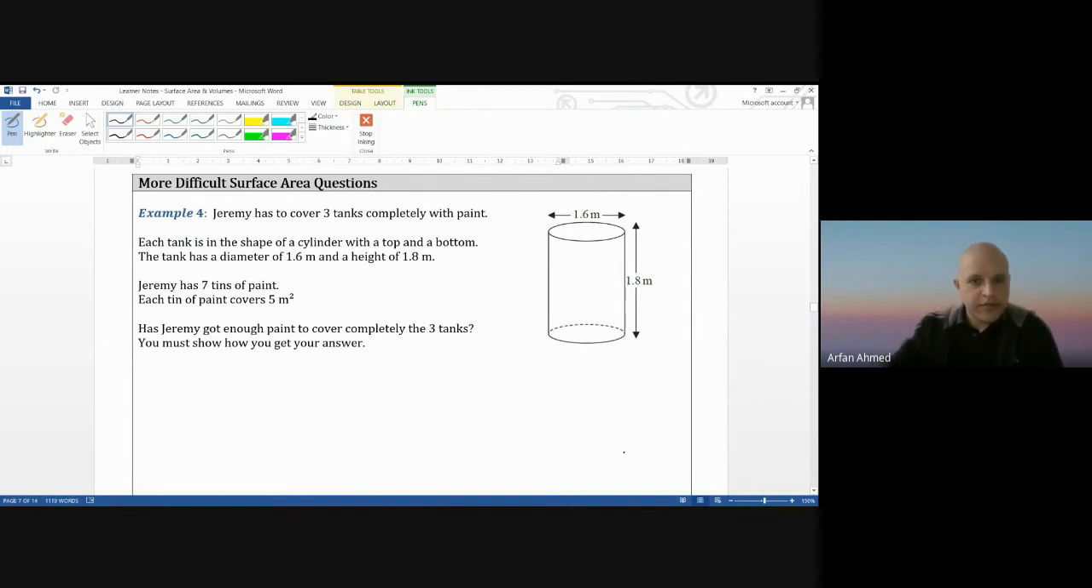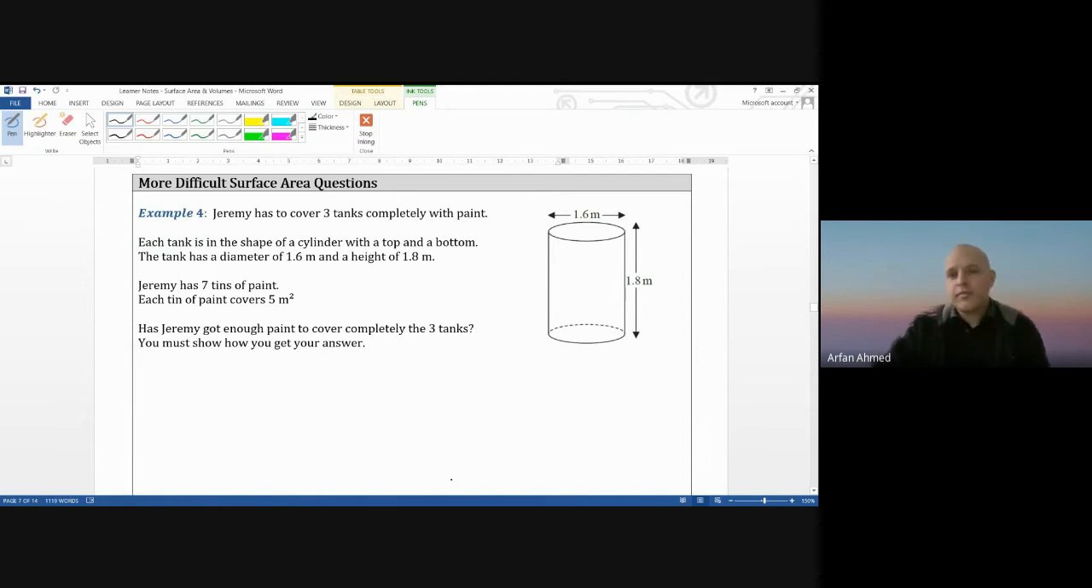Again, this is taken from a past paper. Jeremy has to cover 3 tanks completely with paint. Each tank is in the shape of a cylinder with a top and bottom. The tank has a diameter of 1.6 meters and a height of 1.8 meters. Jeremy has 7 tins of paint. Each tin of paint covers 5 meters squared. Has Jeremy got enough paint to cover completely the 3 tanks? You must show how you get your answer.